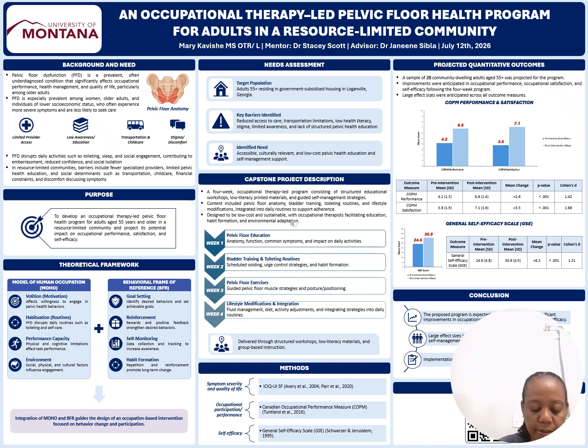The methods we projected to use were measures of symptom severity and quality of life, and questionnaires on occupational participation, performance, and self-efficacy. For the projected outcome, a sample of 20 community-dwelling adults was projected for the program. Improvement is anticipated in occupational performance, satisfaction, and self-efficacy following the 4-week program. I have a graph showing the projection pre and post, with both showing significant projected changes.